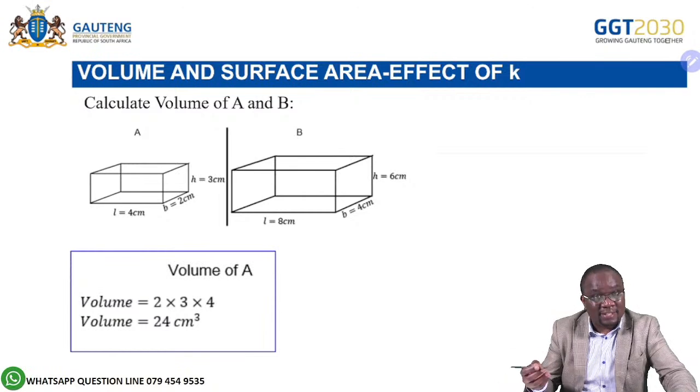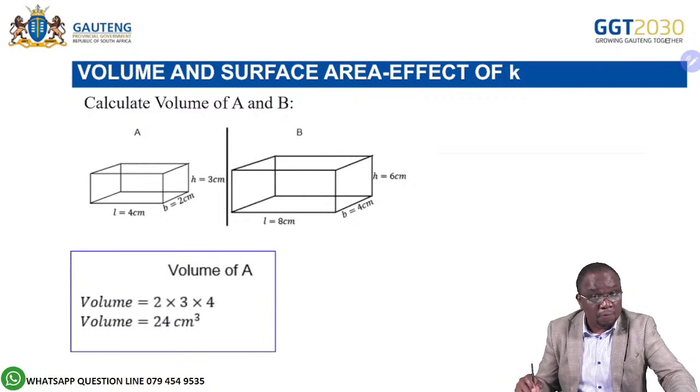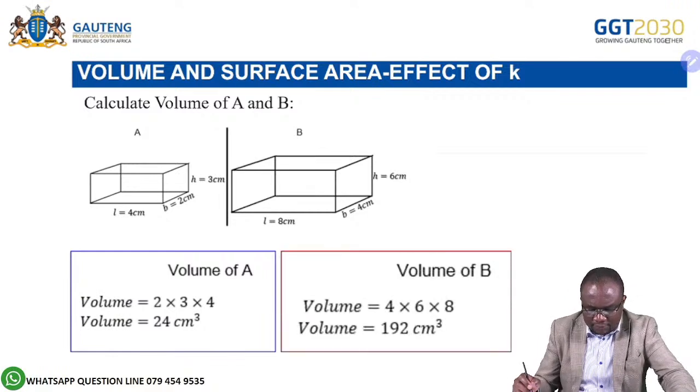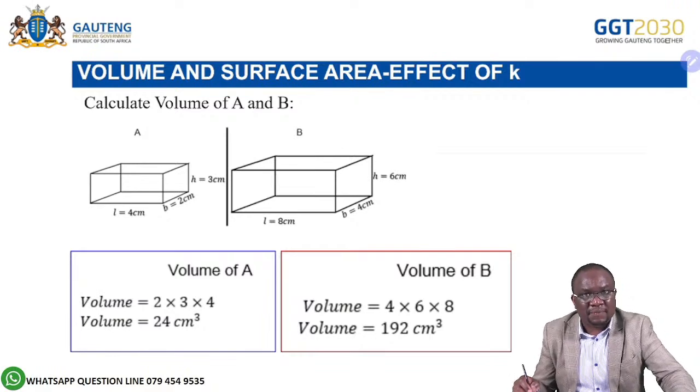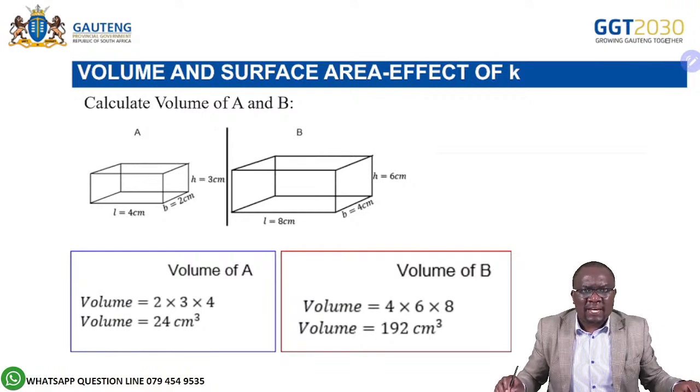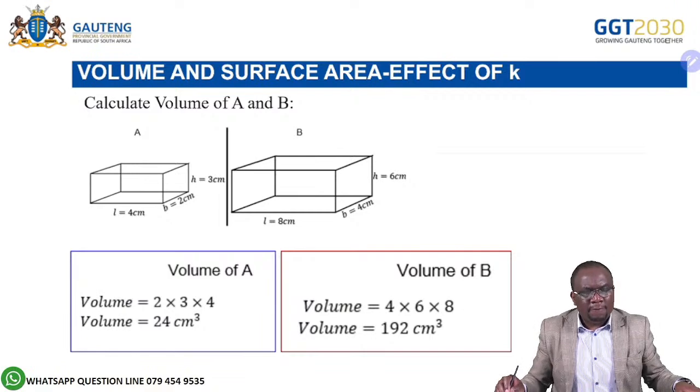Now, the volume of A is like this. Remember, just length times breadth times height. So it's 2 times 3 times 4, which is 24 cubic centimeters. And then the volume of B is going to be 4 times 6 times 8, which is 192 cubic centimeters. Now, I want you to answer this question. What do we multiply the volume of prism A with to get the volume of prism B? Let's try to do that in 1 minute.